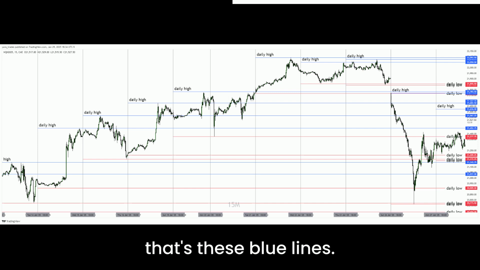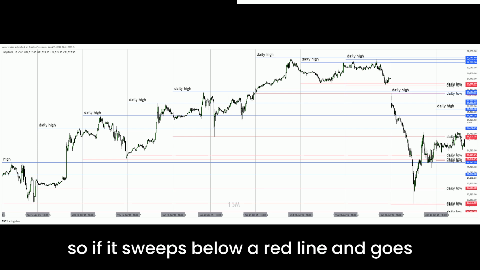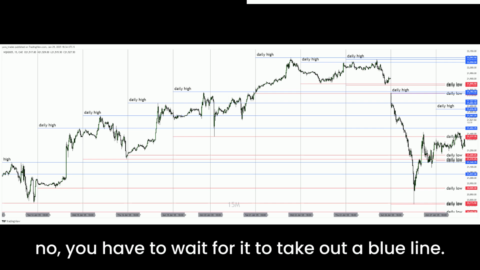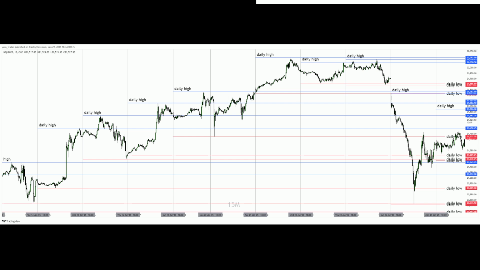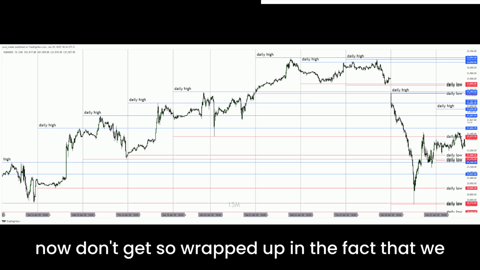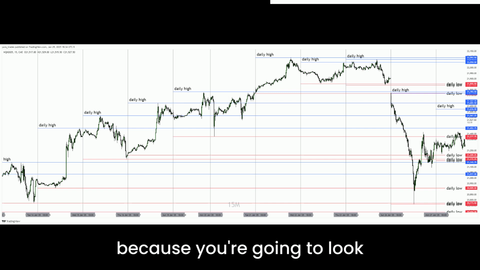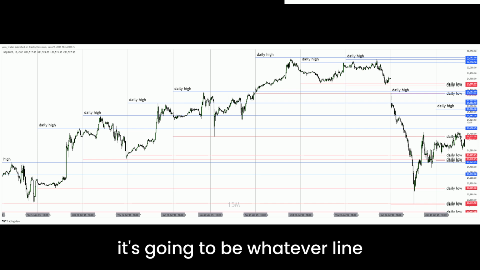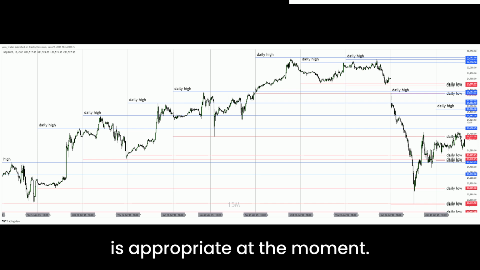That's these blue lines. So if it sweeps below a red line and goes back above the red line, okay, it's a stop run. But is it a buy because of that? No. You have to wait for it to take out a blue line. Now, don't get so wrapped up in the fact that we have red lines and blue lines, because you're going to look at this and say, which lines do I use? It's going to be whatever line is appropriate at the moment.